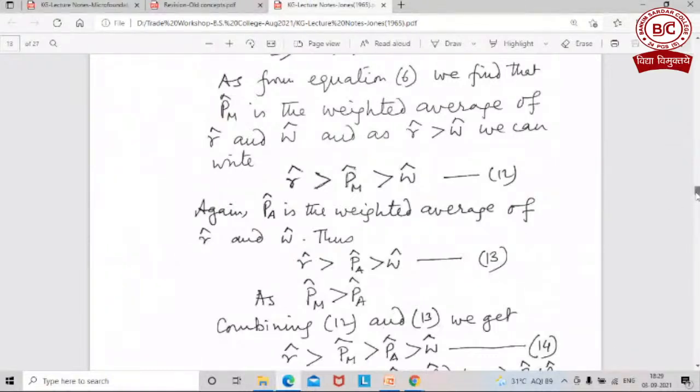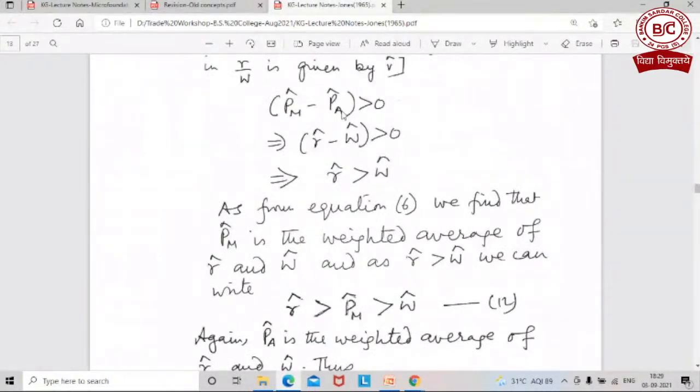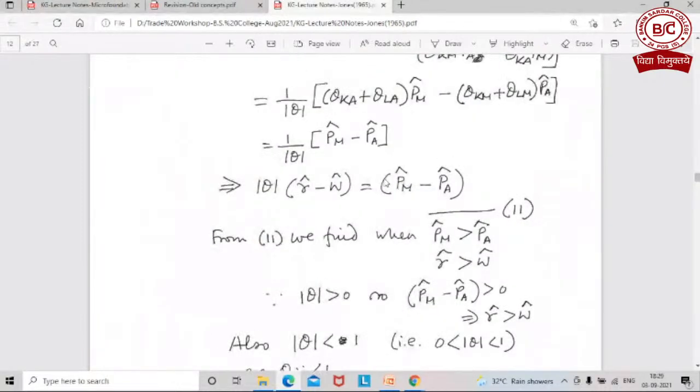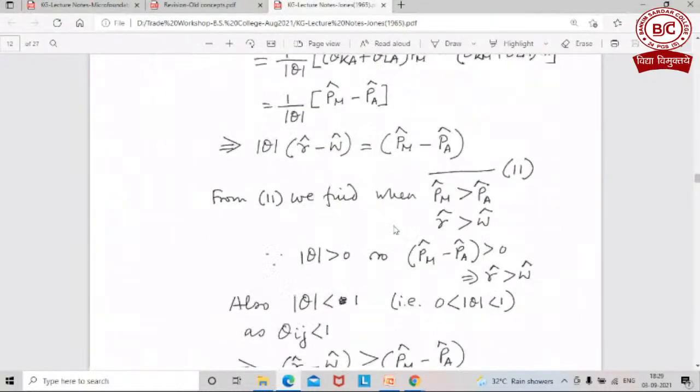As I said, if PM increases and PA does not increase, then R will increase and W will fall. So if PM increases more than PA, then naturally R will increase more than W, because it's the relatively more capital intensive sector and relatively less labor intensive sector. It will need more and more capital, so the demand for capital, the VMPK curve, will shift more to the right. So R hat will increase more than W hat. This is also true mathematically, but I do not rely on the mathematics result; it can be shown easily due to the capital intensity condition.